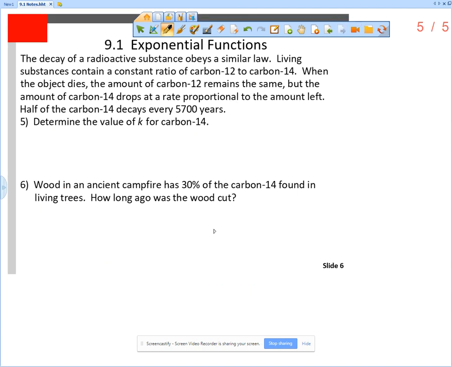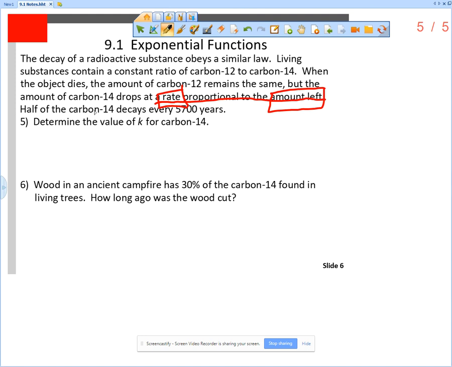All right, so now same idea, but with an exponential decay situation. The decay of a radioactive substance obeys a similar law. Living substances contain a constant ratio of carbon-12 to carbon-14. When the object dies, the amount of carbon-12 remains the same, but the amount of carbon-14 drops at a rate proportional to the amount left. So rate proportional to the amount left, right? Remember, rate means derivative. Proportional to the amount left, that would be the current amount.